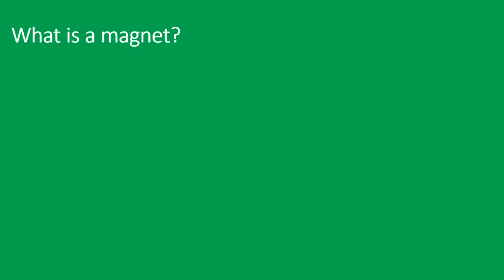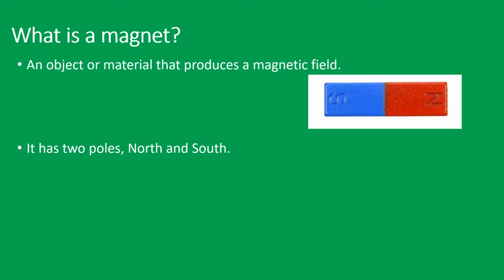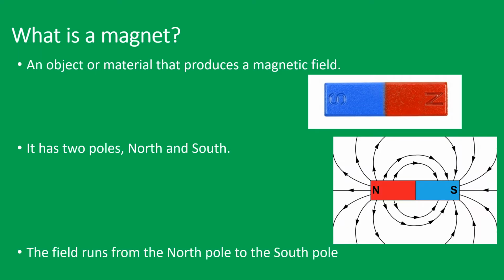So what is a magnet? Well, it's an object or material that produces a magnetic field. Most magnets have two poles, a north pole and a south pole, and there's a lovely picture of a bar magnet clearly indicating the north and the south poles. The field runs from the north pole to the south pole, so we can illustrate this via field lines. So we see in our picture, we have field lines going from the north to the south with arrows indicating the direction. And that's 100% true for all magnets, north to south.